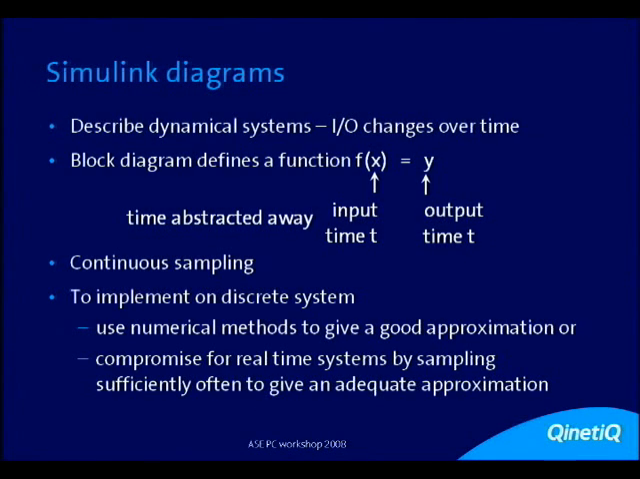So in the simulation-based part of Simulink, it uses numerical methods to give approximations, good approximations. You go to a discrete version where you're actually going to implement this on an embedded system in a car or in an aircraft. It may have to be a restricted version of this numerical approximation for efficiency's sake, especially when you have hard real-time systems. But if you sample the inputs sufficiently often, you get a good enough approximation, good enough to control an aircraft, even an unstable aircraft.